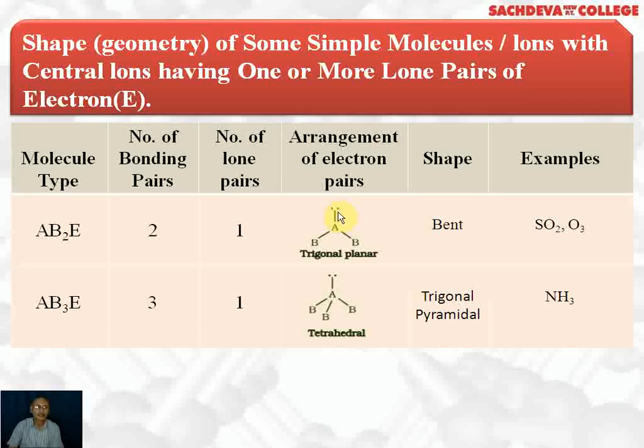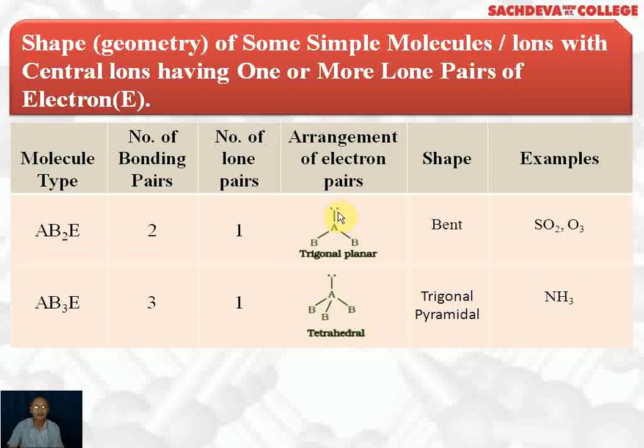Second type of molecules we are taking is AB3E. That is, there are three bonded pair of electron and one lone pair of electron. Here, expected geometry is tetrahedral. If lone pair had not been there, then this geometry would have been tetrahedral. But actual geometry is trigonal pyramidal. Why it is trigonal pyramidal? Due to lone pair of electron. Examples are NH3, PH3, PCl3. These are examples of this type of compounds.